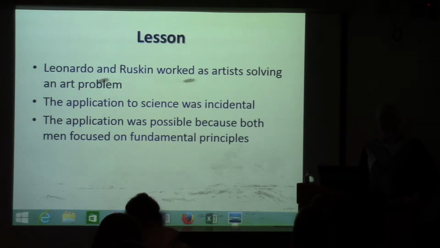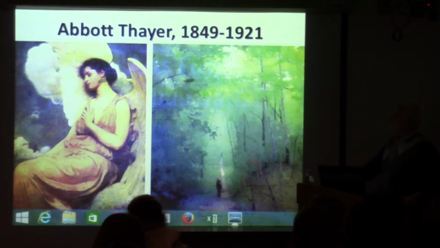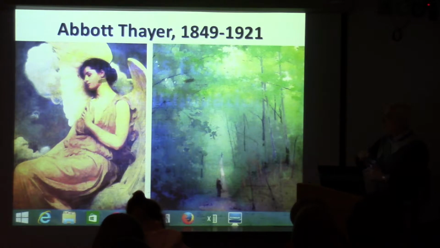Okay, so if you are now a scientist coming and looking at the same kinds of problems, if the artists have done their job, they have given the scientists clues as to where to start, and that's clearly what happened here. All right, here's another example. Abbott Thayer. Abbott Thayer was an American painter, late 19th and into the early 20th century.